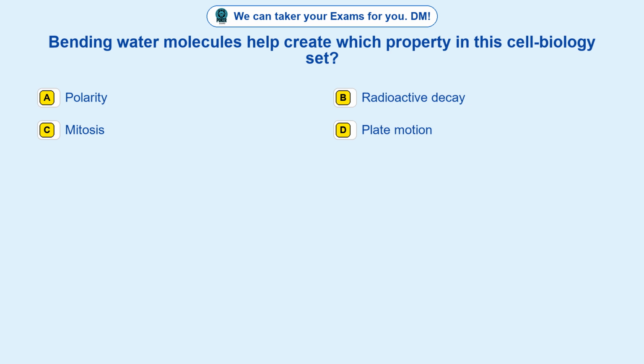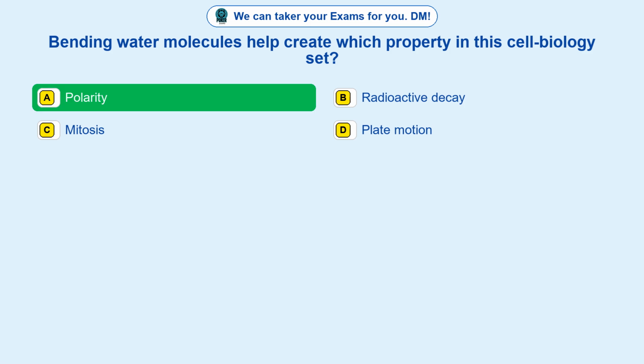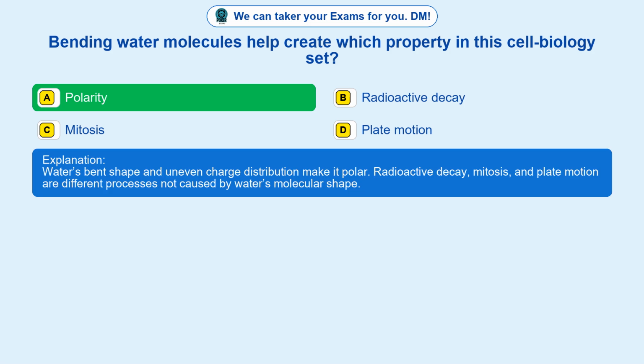Question 50. Bending water molecules help create which property in this cell biology set? Option A polarity. Option B radioactive decay. Option C mitosis. Option D plate motion. The correct answer is option A, polarity. Water's bent shape and uneven charge distribution make it polar. Radioactive decay, mitosis, and plate motion are different processes not caused by water's molecular shape.